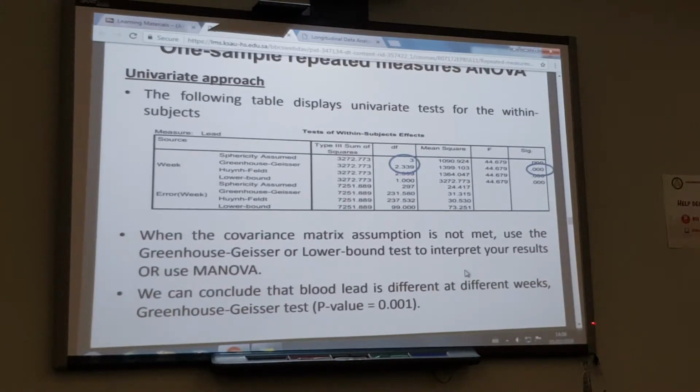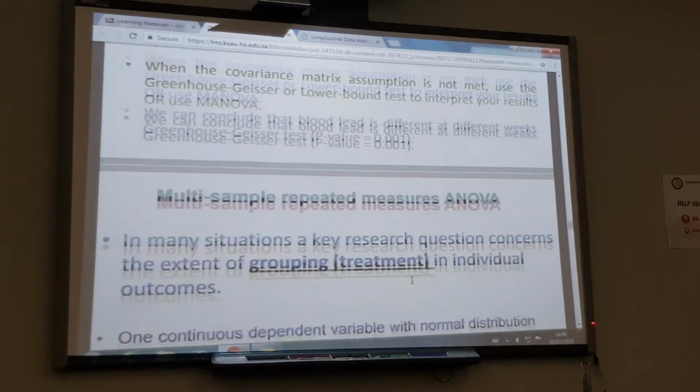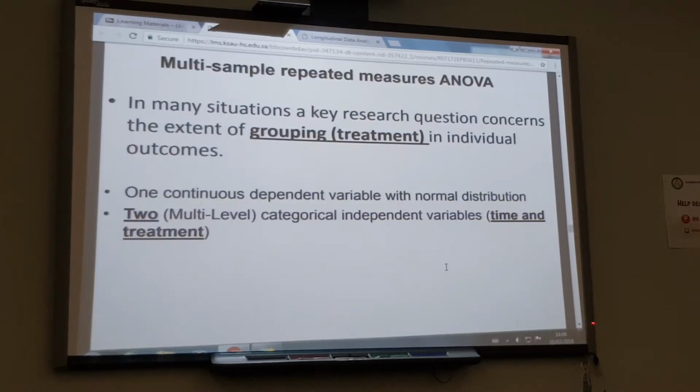So the first step will be the univariate, then we'll check. After that, we'll go for the adjustment, either the multivariate or the Greenhouse-Geisser.